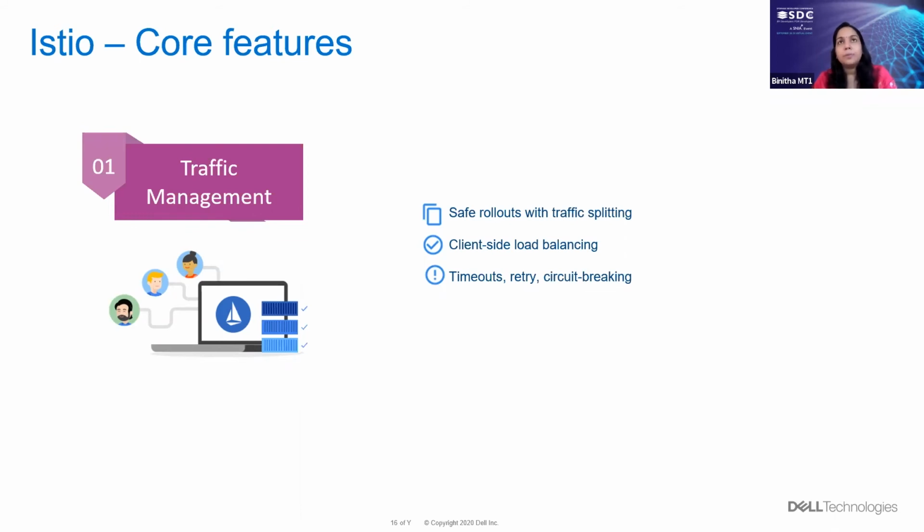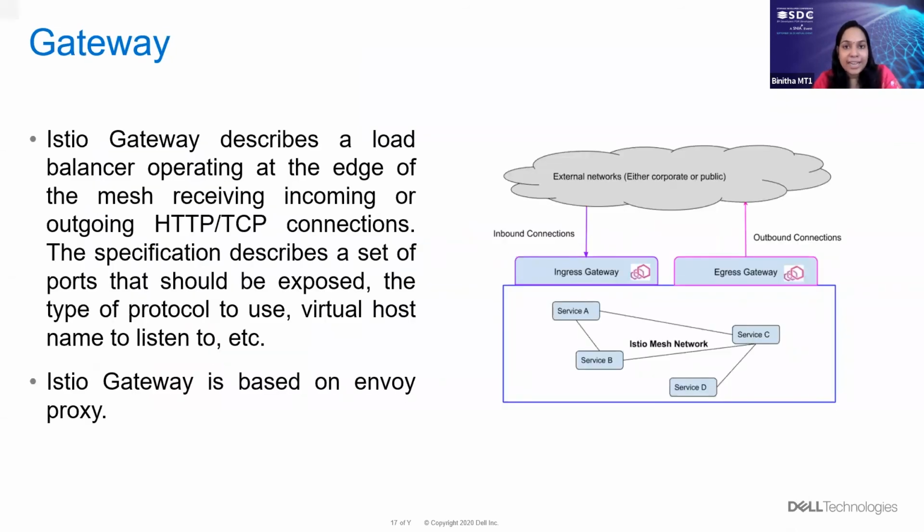So, one of the interesting features that Istio provides is canary deployment. But to understand canary deployment, we need to understand three things: one is gateway, one is virtual service, and one is destination rule. Irrespective of whether you have a canary service or not, if you have ingress and egress traffic coming in, you need to have a corresponding ingress and egress gateway.